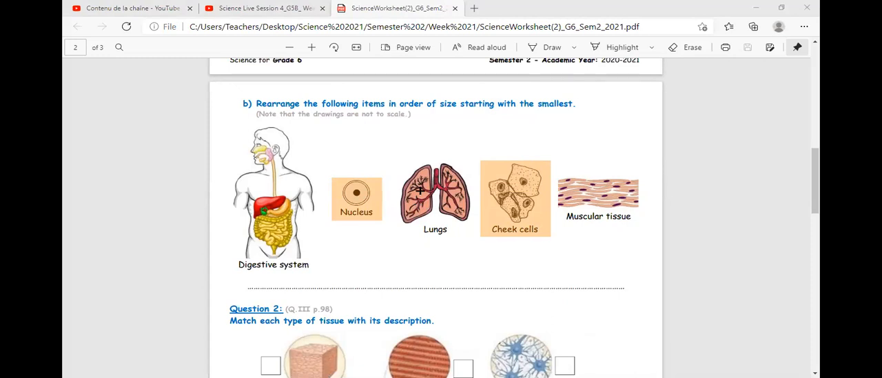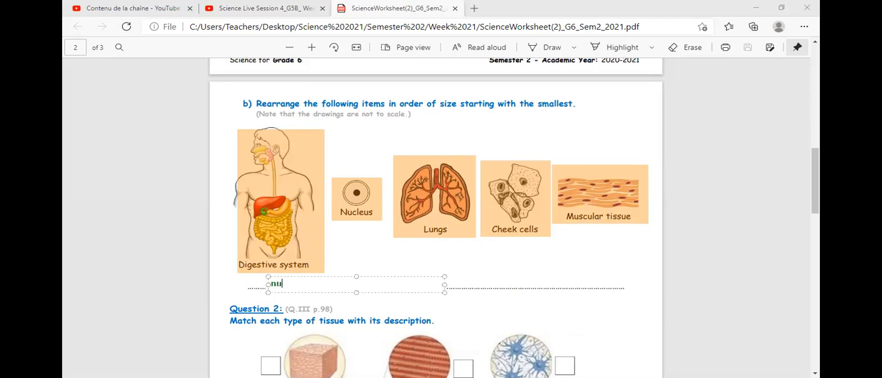Then muscular tissue. Tissue. Bravo, because tissues are groups of cells. Lungs, which are organs. Then the digestive system. Nucleus, cells, tissue, a group of organs like the lungs, then the digestive system. A group of cells is a tissue, but why did you write cheek cells?